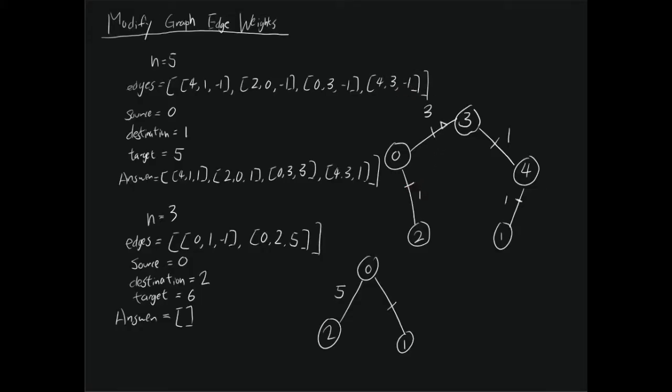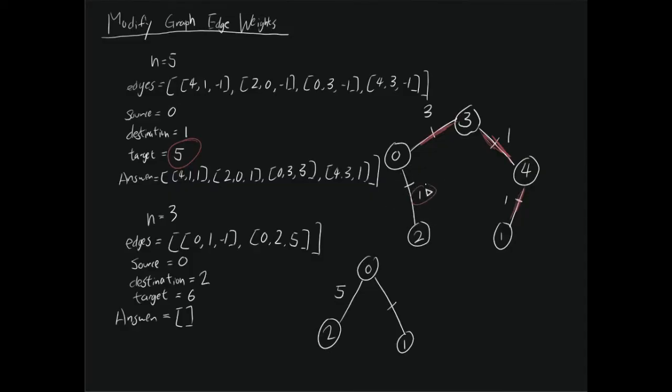Now, if we set the weight in this way, and then we go from 0 to 1, we will essentially take this path. 3 plus 1 is 4. 4 plus 1 is 5. So this is the only and also the shortest path going from 0 to 1. So that's why this particular arrangement is possible to reach this target. That's why we return this arrangement.